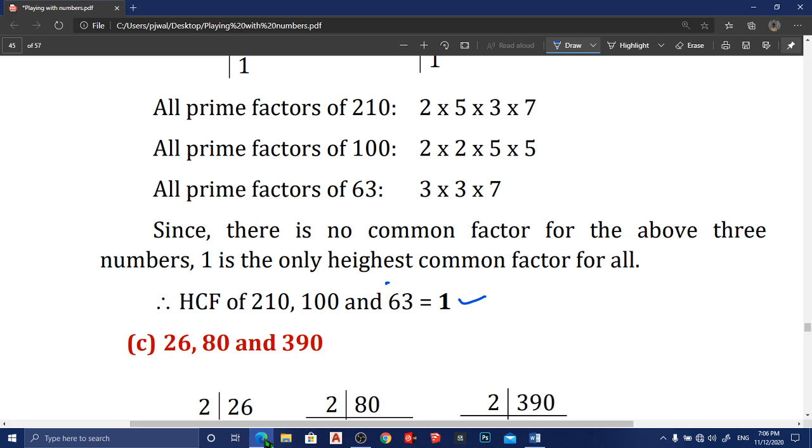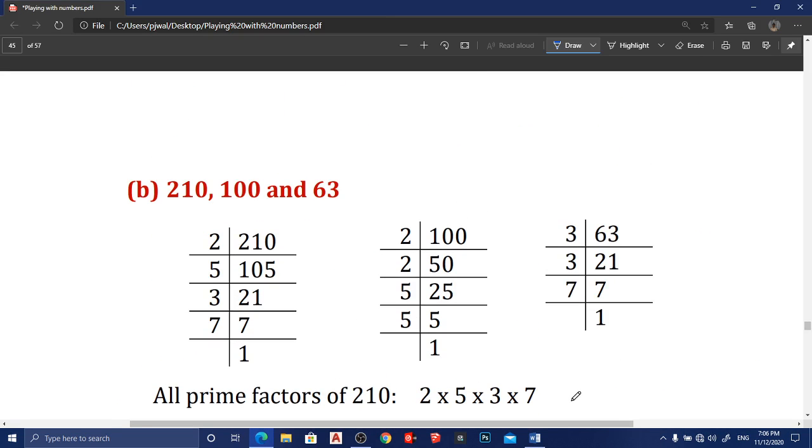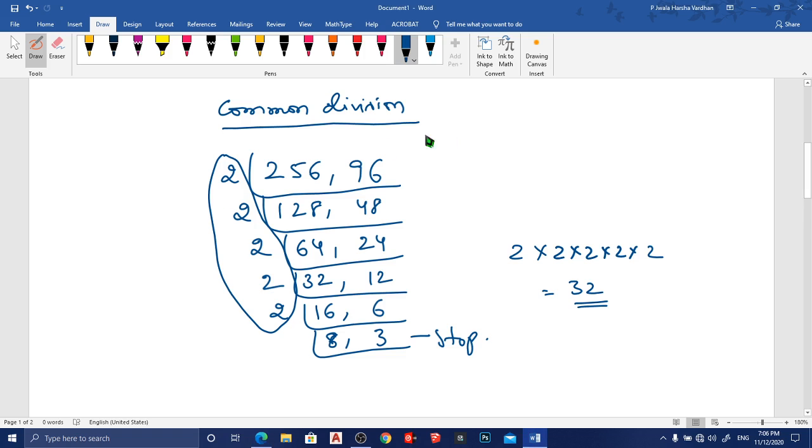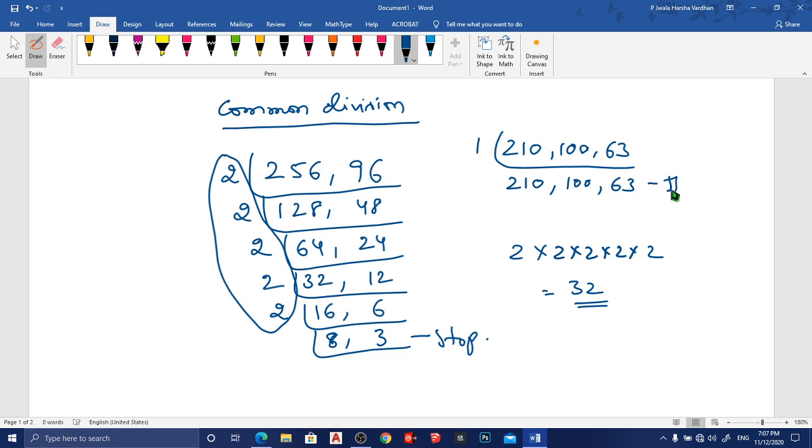So what are those numbers here? 210, 100 and 63. If you write them like this and want to divide them, there is no common prime factor for all these. Only 1 is there: 1, 210 times, 100 times, 63 times. That's all; stop here. So what is the common factor for all these 3 numbers? 1 only. Therefore the HCF is 1. So like that you have to find it using this common division method.